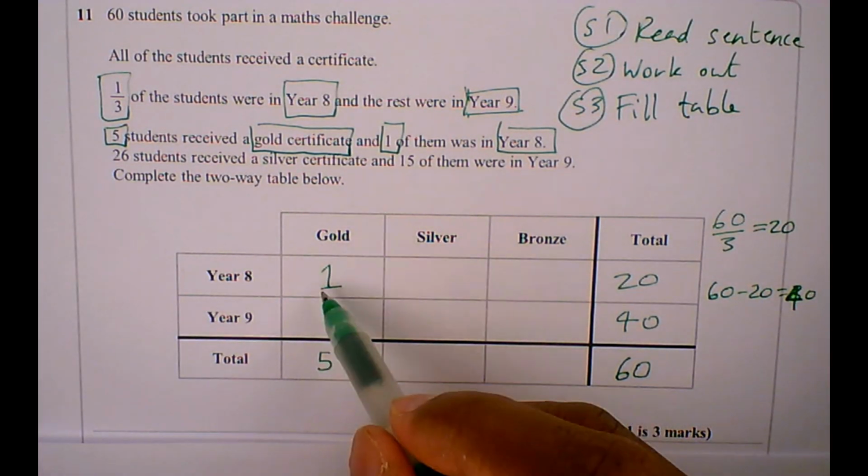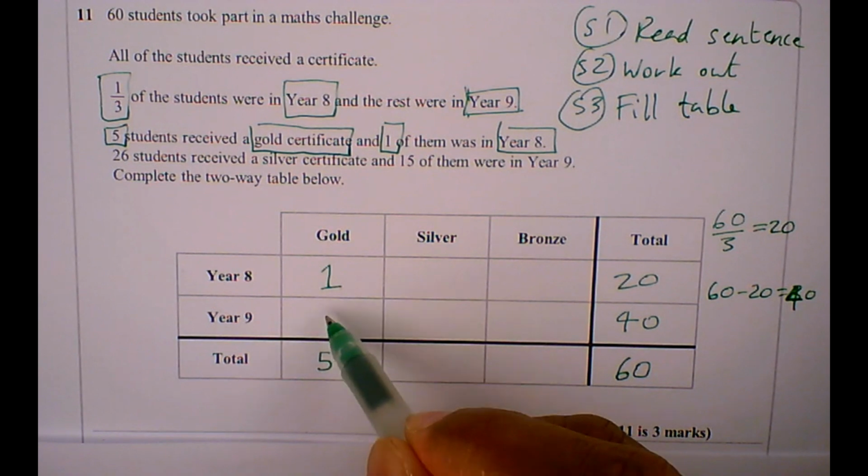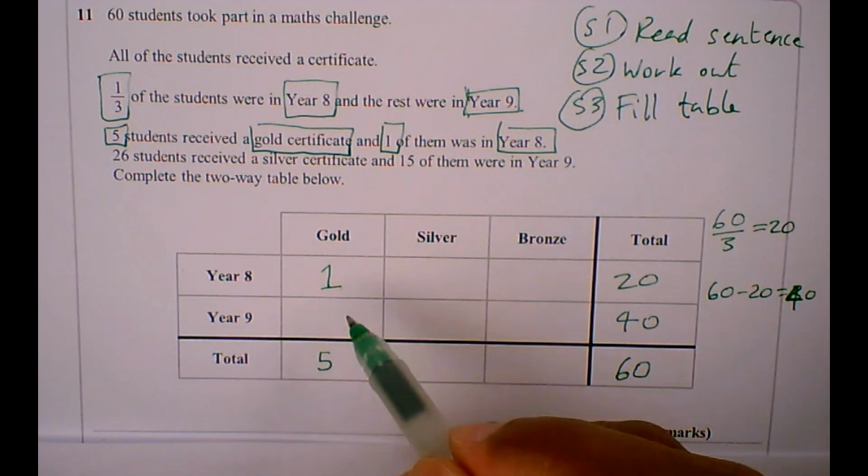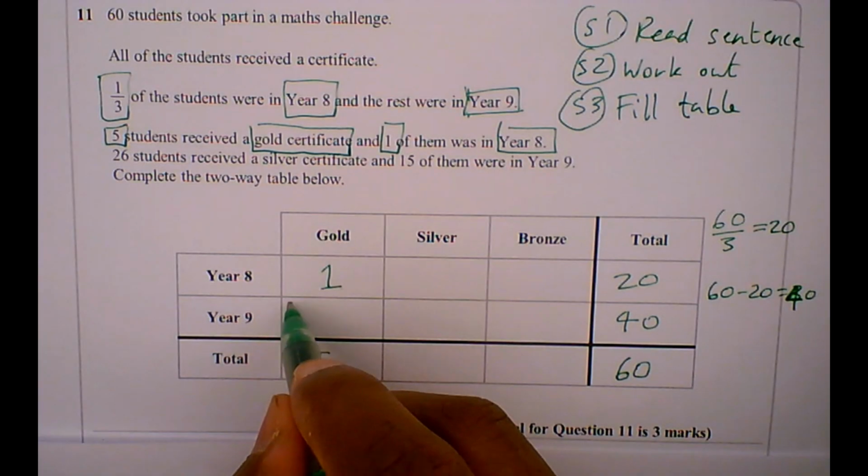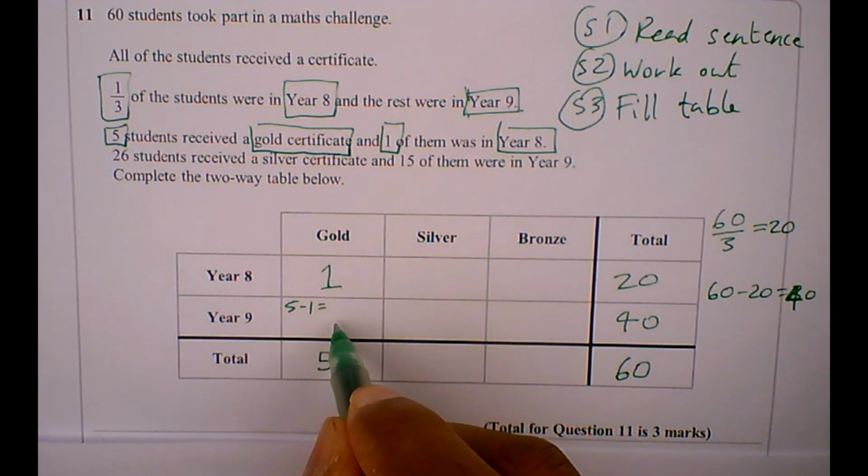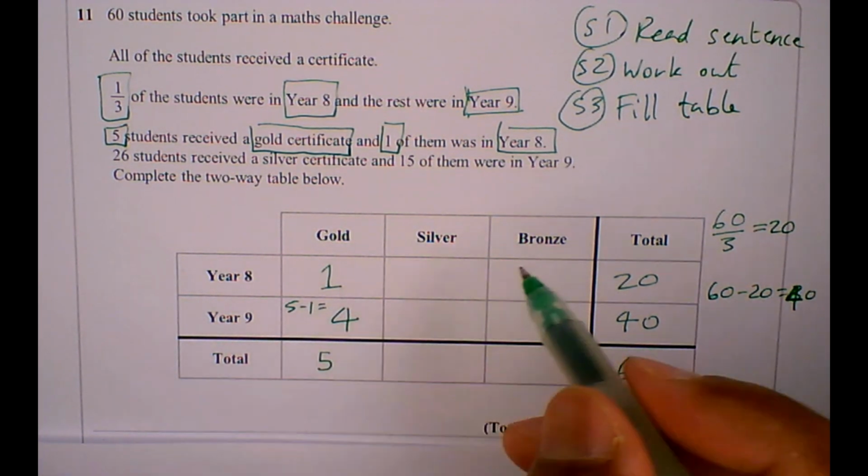And now you can see I've got one missing part here. I can actually fill this in. So this part here will be 5 take away 1 gives me 4. So I've got that filled in.